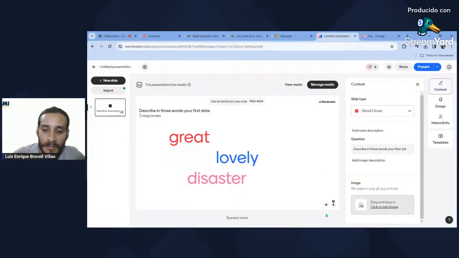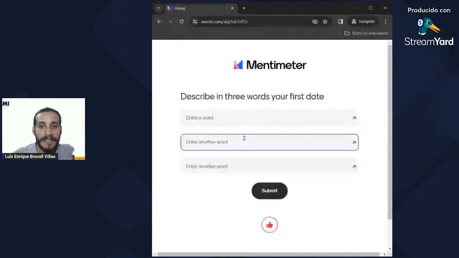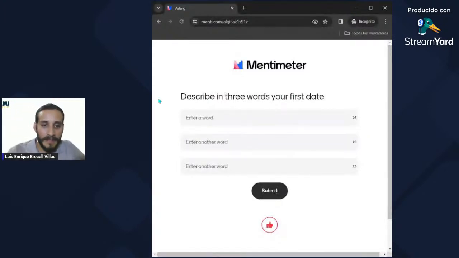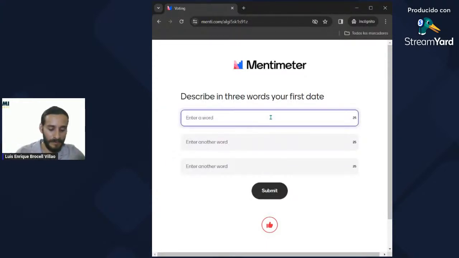Okay, let me stop sharing this so I can give you the student's point of view. I'm going to share, for example, the link, and let's continue. Wait a minute, I'm sharing my computer screen over here. Excellent. This is the student point of view. Describe in 3 words your first date. Okay, in 3 words.